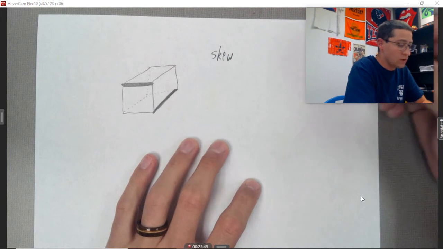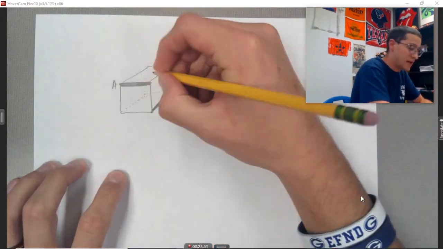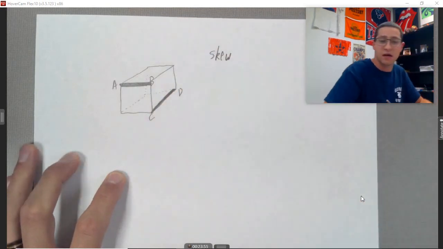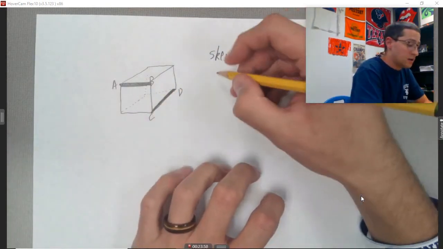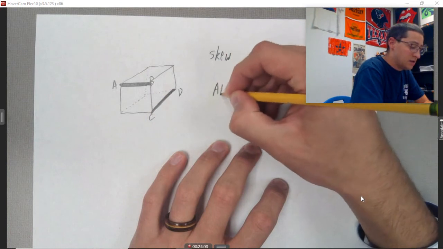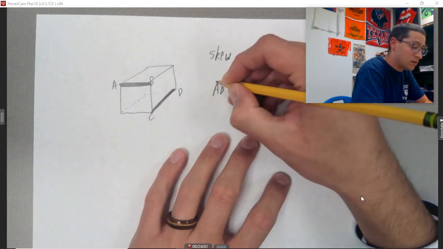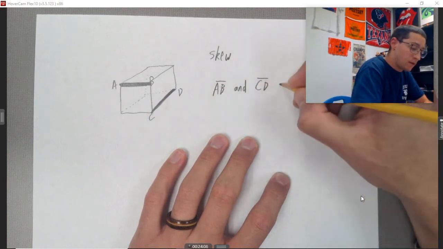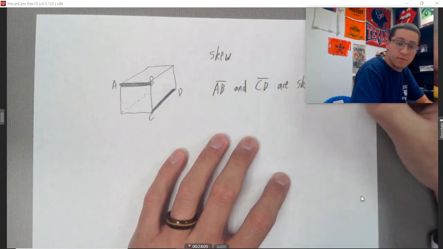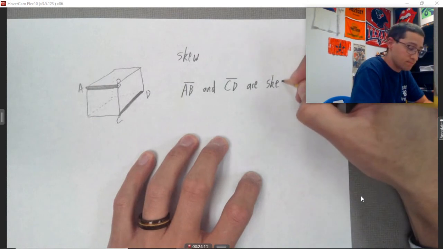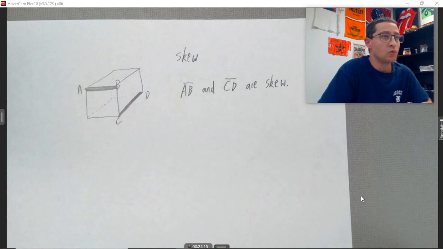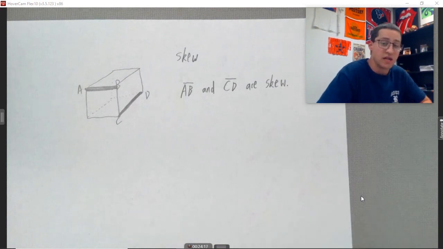So if we wanted to give these points, let's say this is A, this is B, and I've got C, D. We could say that lines AB and CD are skew. So that's what skew is. So don't think that if they don't intersect, they're parallel. That's not always true.